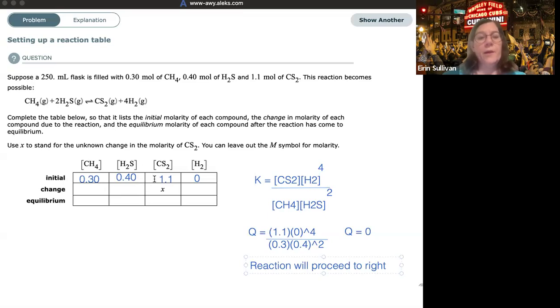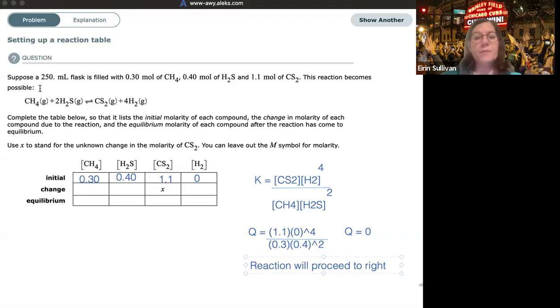So we're going to allow the change in number of moles of carbon disulfide to equal X, because that's what ALEKS has given us as a breadcrumb. But if you were doing one of these problems and you didn't have that breadcrumb, it would be smart to either choose the methane or the carbon disulfide.